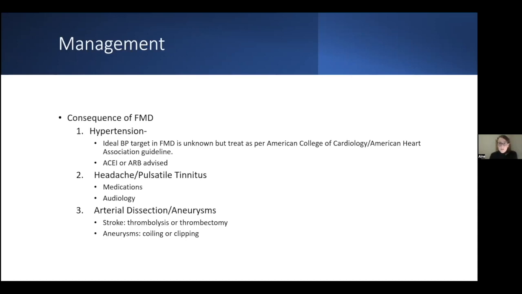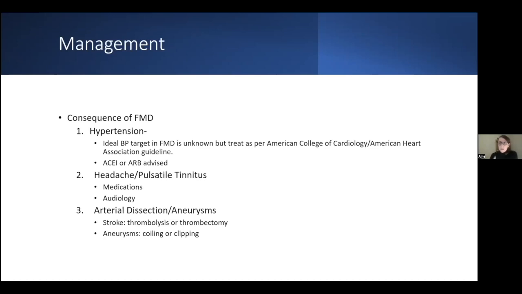Then cerebral manifestations such as headaches and pulsatile tinnitus, most of these are based on symptom control. You can use some medications that you would stereotypically use for migraines. There are some migraine medications that you would try and avoid in patients with FMD. So medications that cause vasoconstriction or tightening of the vessel that may be commonly used in migraines would be recommended to be avoided in patients with cerebral manifestations of FMD.